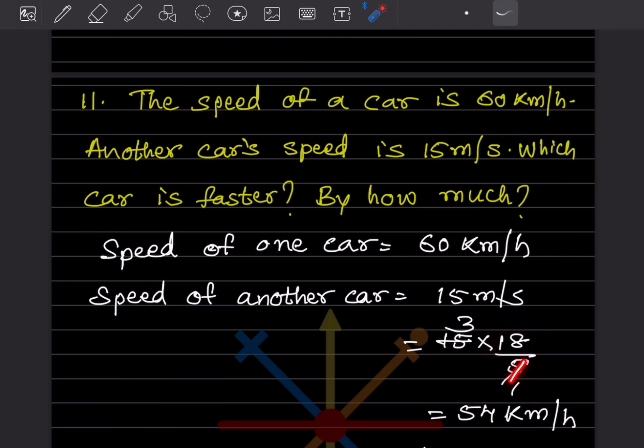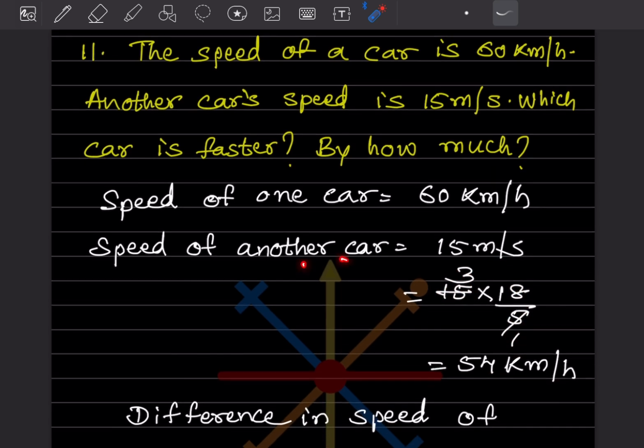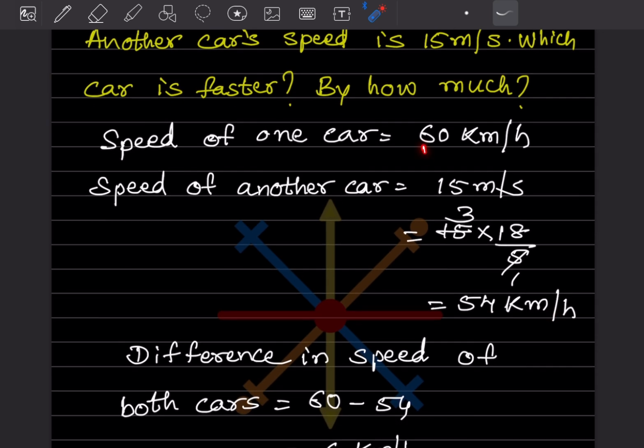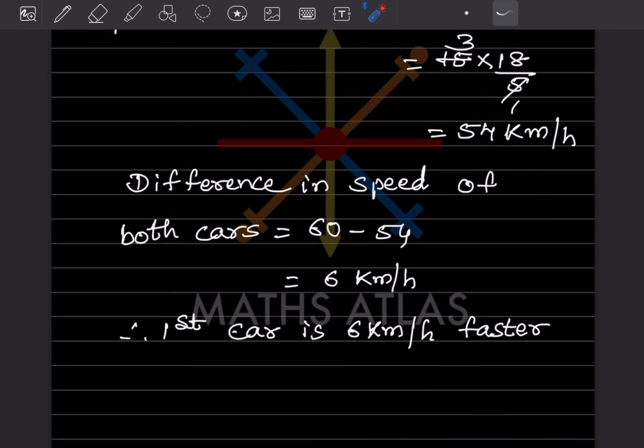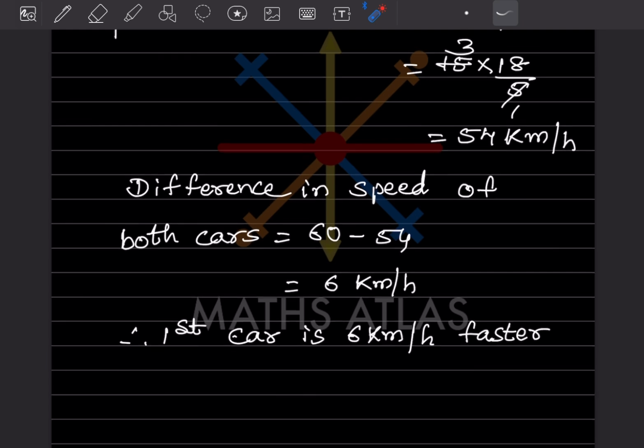So 5 threes are 15, and this is going to be 54 kilometer per hour. So the speed of the other car is 54 kilometer per hour. Now first let us see the difference in speed of both cars. This is 60 and this is 54, so the difference is 6 kilometer per hour. Which car is faster and by how much? We can say the first car is 6 kilometer per hour faster. Hope this is clear.